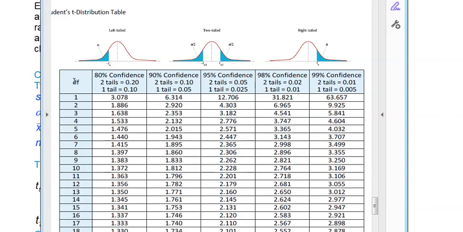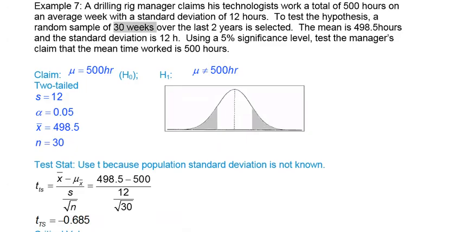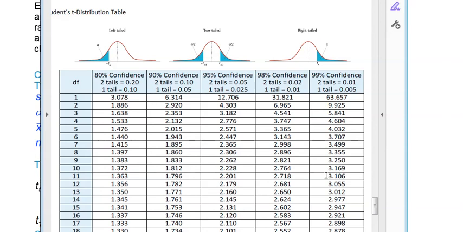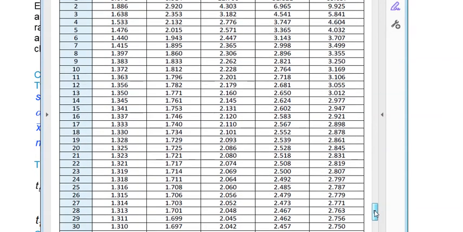The other piece of information we need is our degrees of freedom. So just double checking over here, our sample size was 30. So our degrees of freedom, remember, on these kind of tests is one less than our sample size. So we want to find 29 in our table. So there it is. Our 95% was that third column, so 2.045 for test statistic.